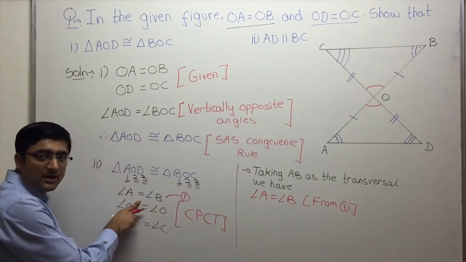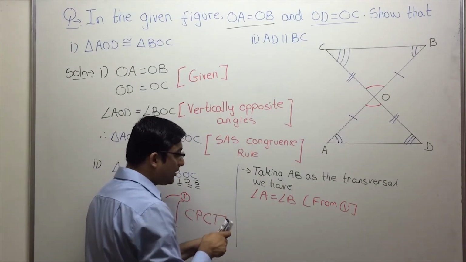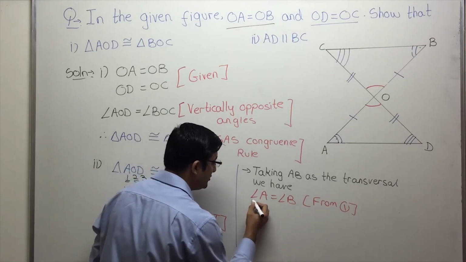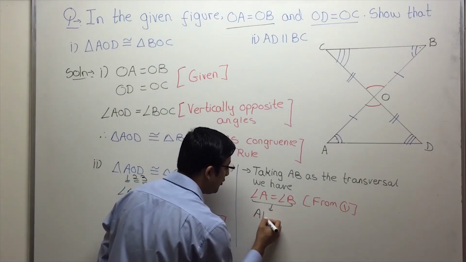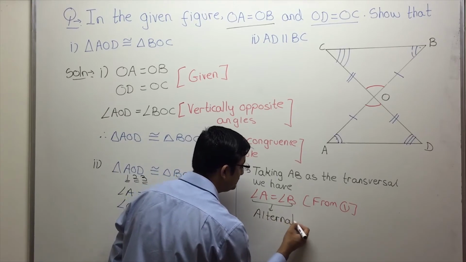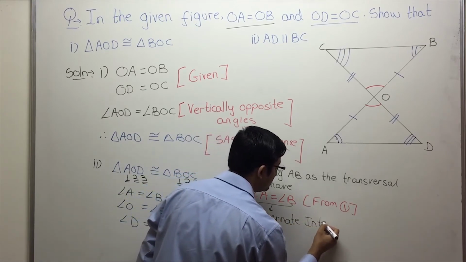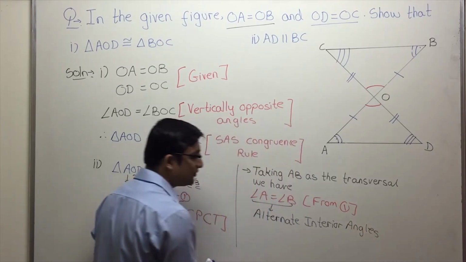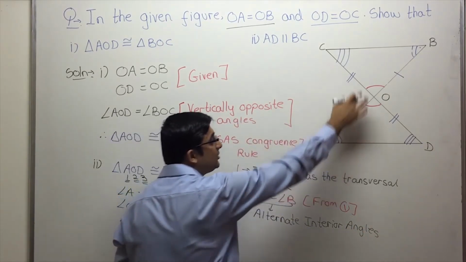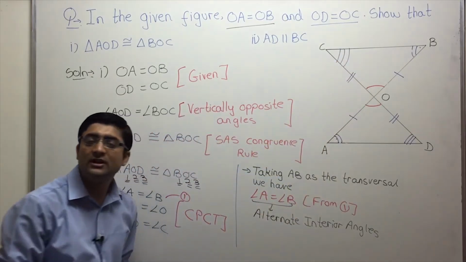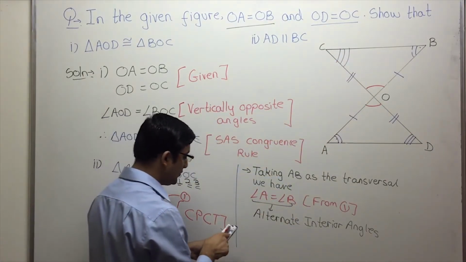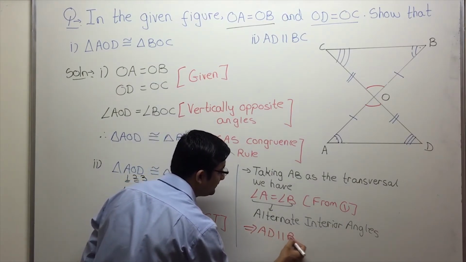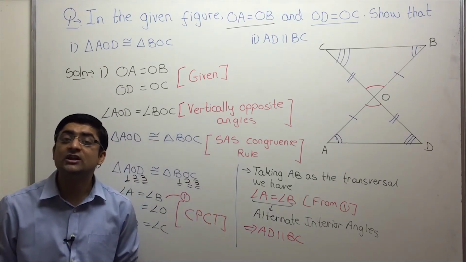See, we have angle A is equal to angle B over here. I'll call this 1. From 1. Now what are angle A and angle B? So you write over here, angle A and angle B are alternate interior angles. So what have we just shown? A transversal is intersecting two lines in such a way that a pair of alternate interior angles are equal. This implies the two lines are parallel. So this implies AD is parallel to BC. Why? Recall converse of the alternate interior angle theorem.